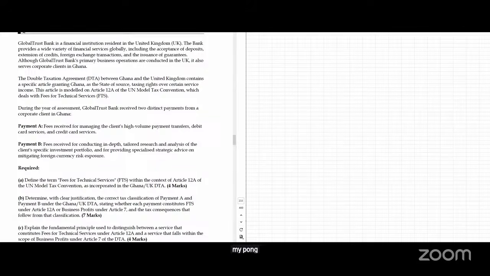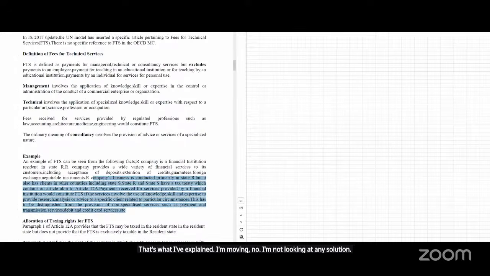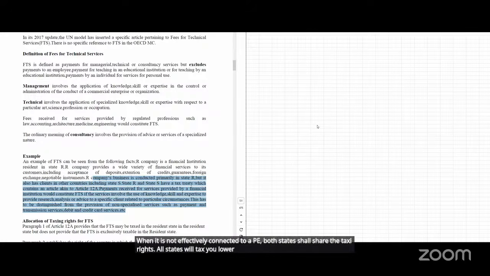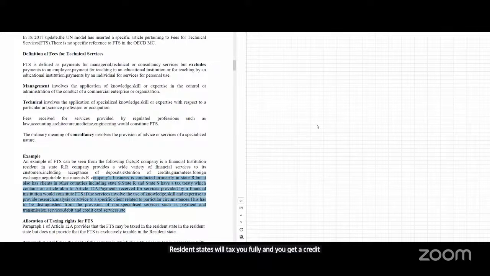Yes, sir. Please, can we have the solution for this one? That's what I've explained. I'm moving on. I'm not looking at any solution. The taxing right for the technical and management service is just the same as royalties. We've explained the taxing right several times. When there is a PE, okay. When it is not effectively connected to a PE, both states shall share the taxing rights. The third state will tax you lower. The resident state will tax you fully and you get a credit for it.